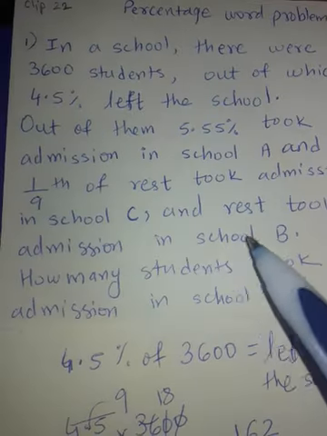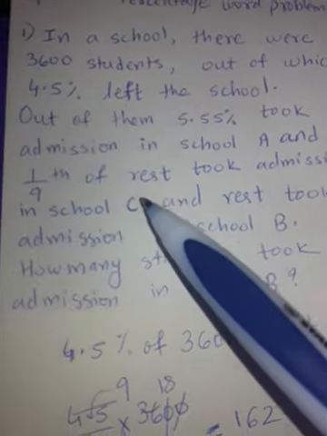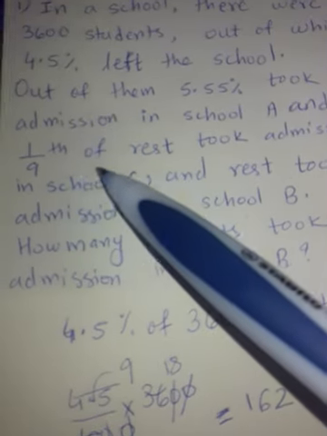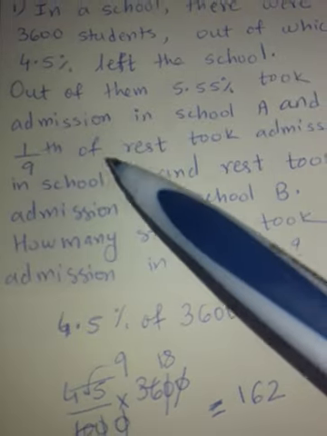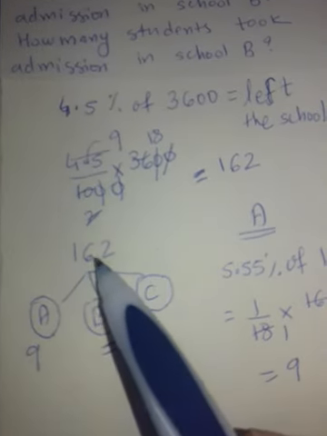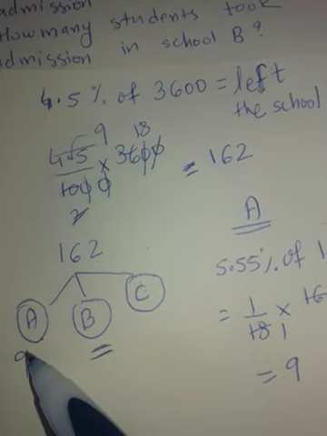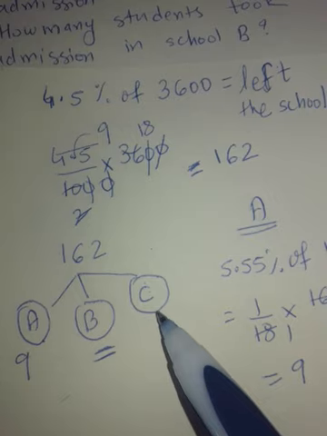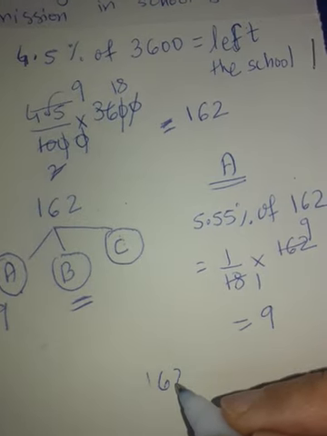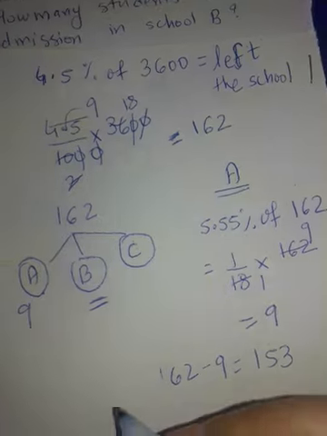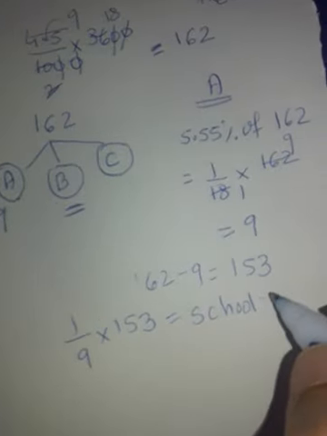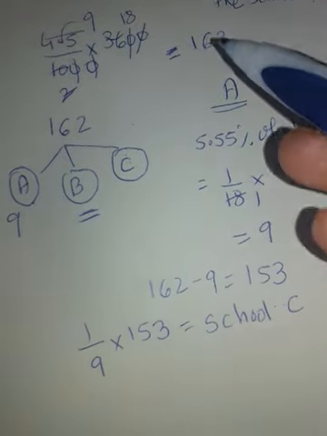For school B, we need to find out the number of students. So we'll now use information about school C. They are saying 5.55% took admission in school A and 1/9 of the rest took admission in school C. 1/9 of the rest means, see, out of 162, 9 are already admitted to A, and 1/9 of the rest took admission in C. 1/9 of the rest means 162 minus 9, that is 153, and 1/9 of 153 took admission in school C. Is the language of the problem very clear?